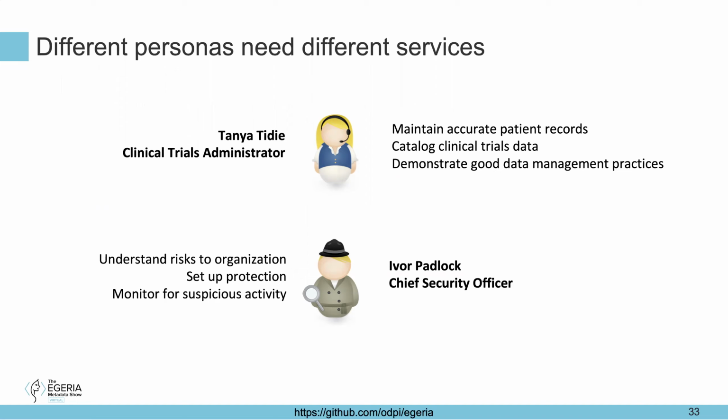The security officer, Ivor Padlock, is again interested in understanding risk, understanding where things are and where particular types of protection are needed. So, as I say, having that layered view of the ecosystem is very important. And there are different security capabilities that can be set up based on usage and knowledge of the content of data that can be controlled through the asset catalogue.